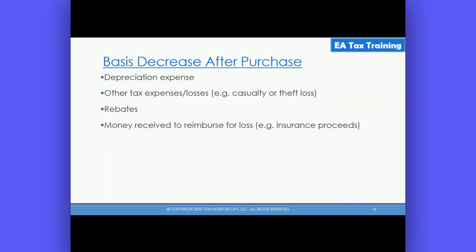Or if you get a rebate on something that you purchase, that decreases the basis. So you originally paid $1,000 for an item, but then you later got a rebate of $100. Well, now your basis, instead of being $1,000, is only $900 in that example. And then any money that you receive to reimburse for a loss. So if you got hail damage on your vehicle, the insurance company sent you a check for that, that would decrease the basis of that vehicle. So those are some examples of how you can decrease the basis of an asset after the purchase.